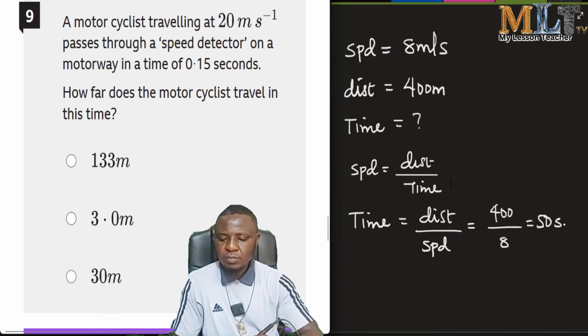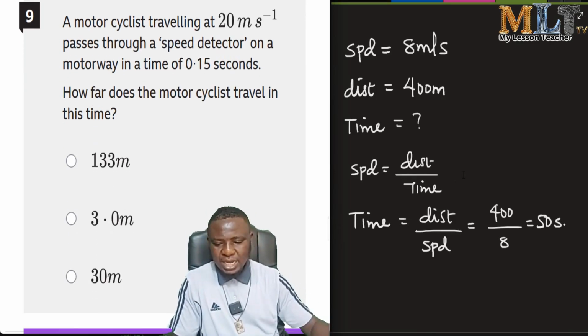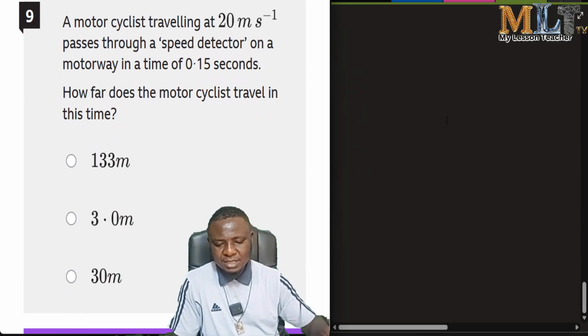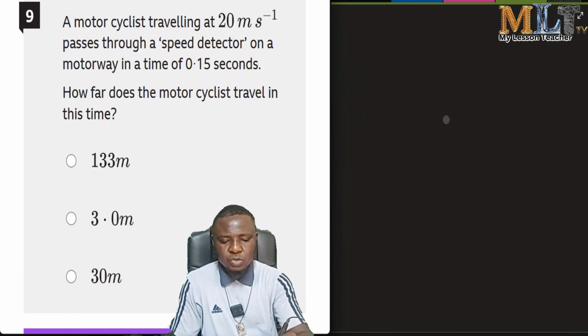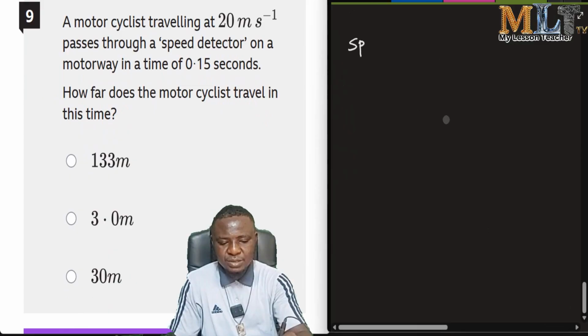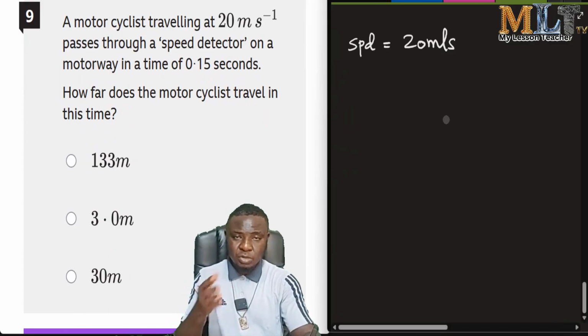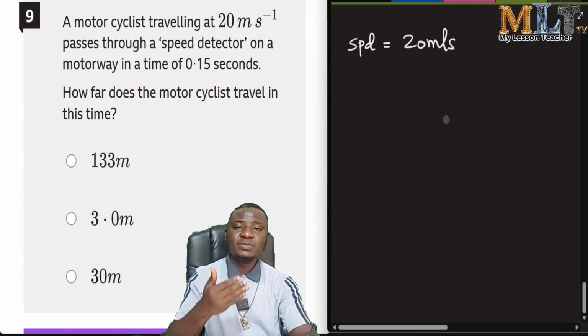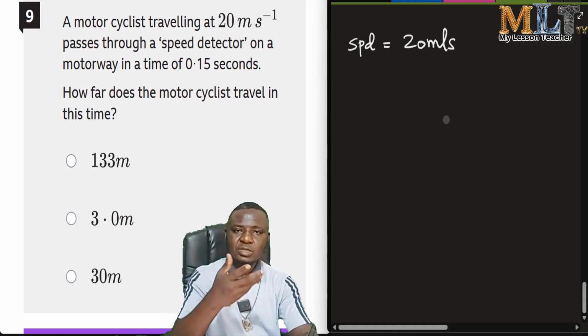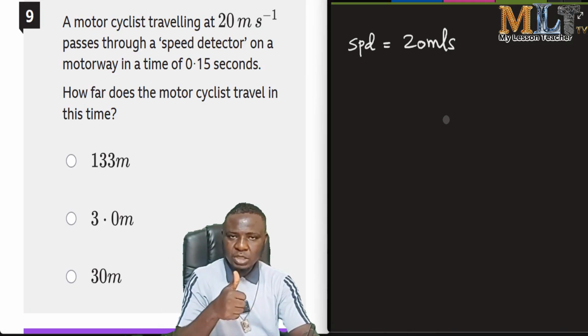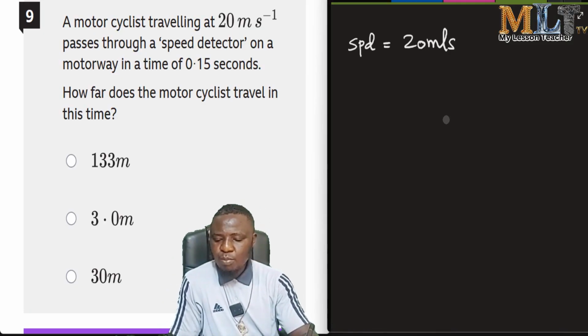Question number 9. A motorcyclist traveling at 20 meters per second. 20 meters per second is the speed. Since they didn't tell us in what direction, it is speed. If they say 20 meters per second towards the north, it's talking about the velocity. So note how to differentiate these two.